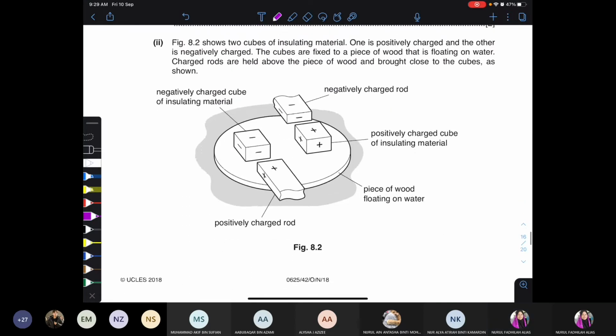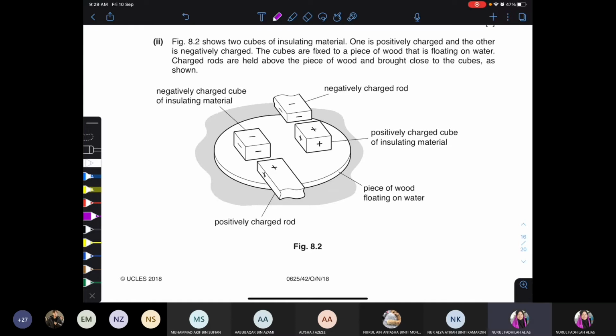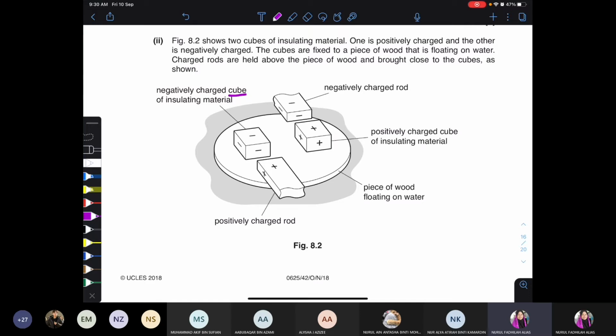Now, figure 8.2 shows two cubes of insulating materials. If you read the question, while doing the exam, two cubes. What are the two cubes? One is positive, one is negative. The cubes are fixed to a piece of wood that is floating on water again. Charged rods are held above the piece of wood and brought close to the cubes as shown.